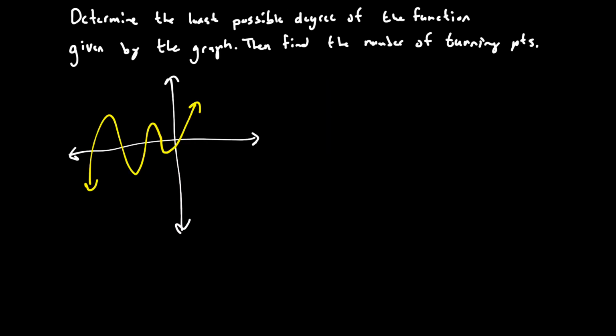In this final problem, we want to determine the least possible degree of a given function, then find the number of turning points. In this problem, we're given a graph, and we see that the end behavior of our graph, as x approaches positive infinity, f(x) is approaching infinity. And as x approaches negative infinity, our f(x) is going off to negative infinity. So we know from this that the degree of our function is odd.